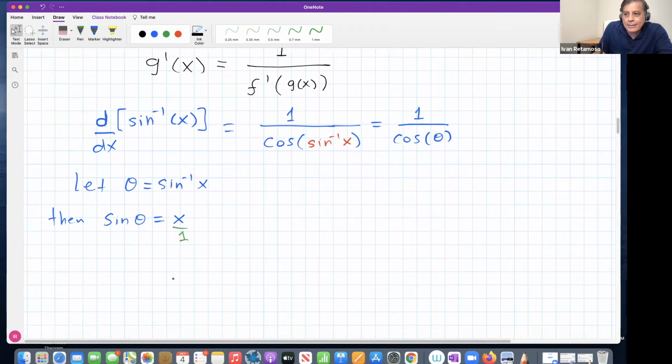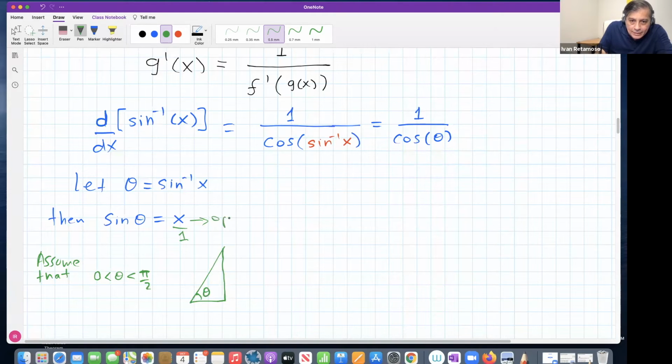And if we for a moment assume that our theta, our angle, is between 0 and pi over 2, an acute angle, right? We can construct a triangle where the opposite is x, and the hypotenuse is 1, right? Remember, sine is opposite over hypotenuse.